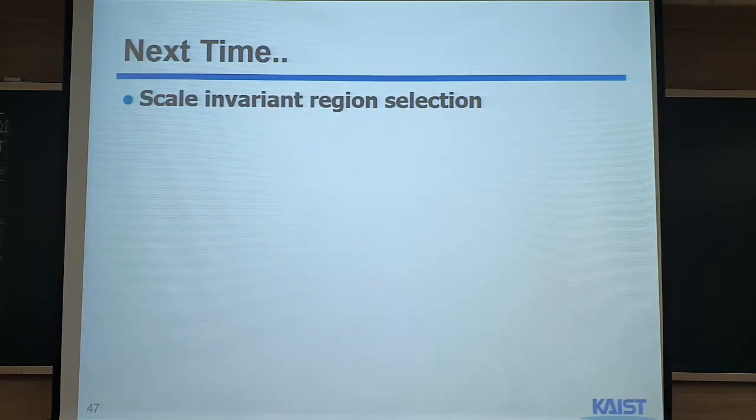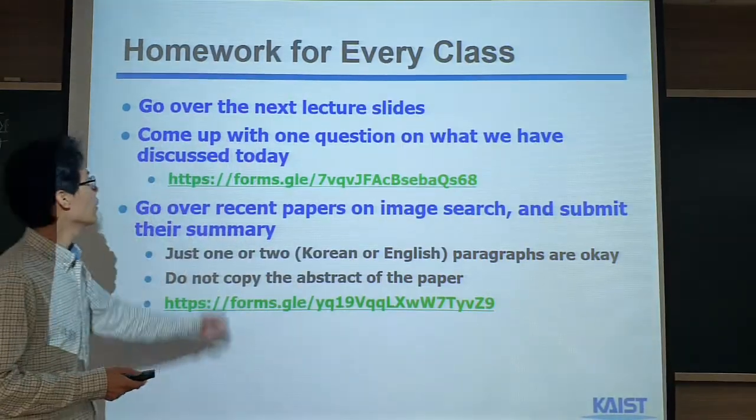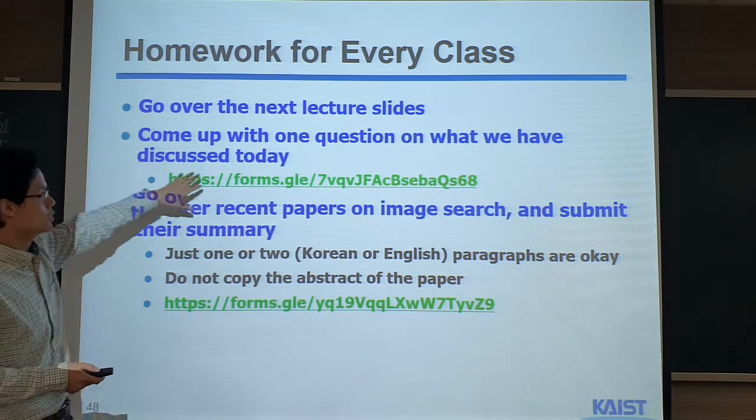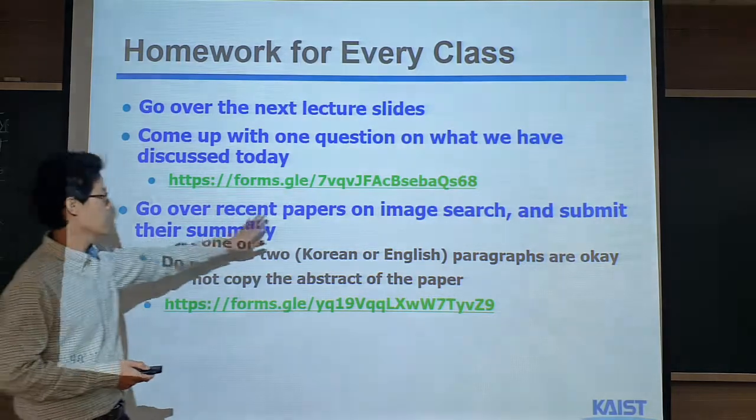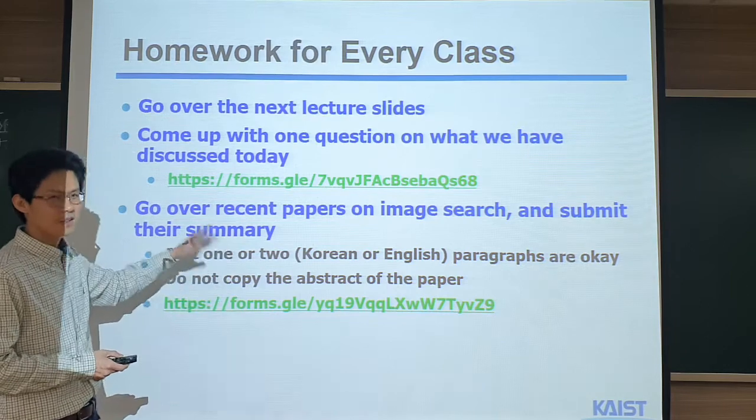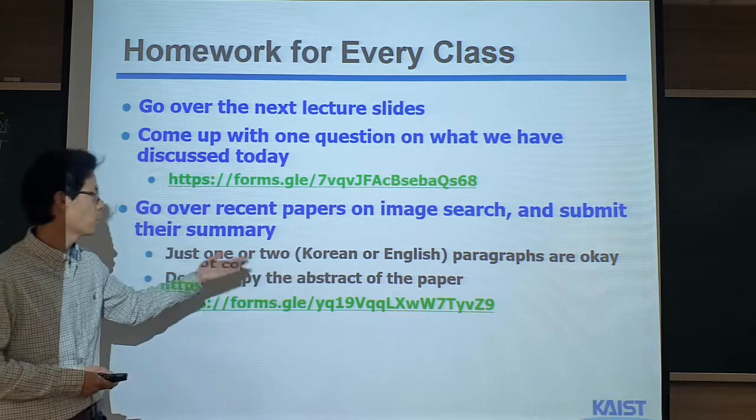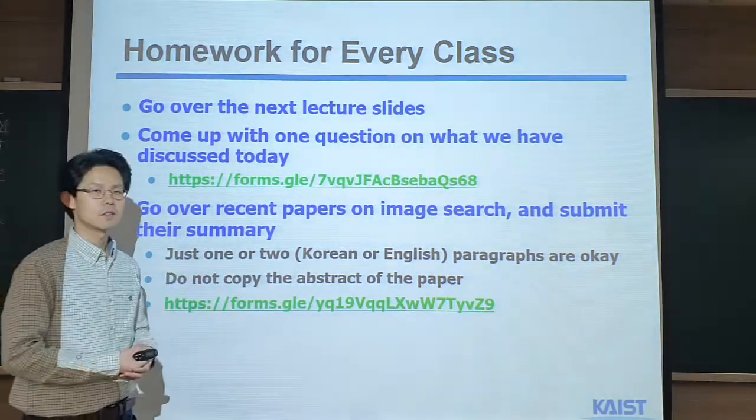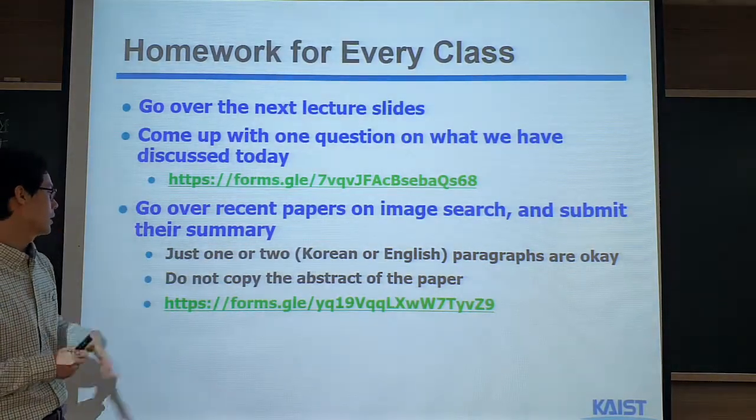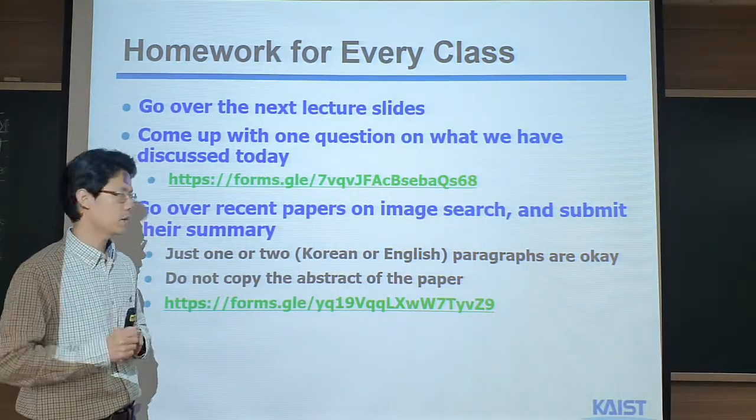Next time I will talk about scale invariant region selection and descriptors. Go over the next lecture slides and try to come up with one question. You can submit it here. Also go over recent papers on image search and submit a summary. Do not copy the original abstract of the paper; just come up with your own wording. It could be Korean English, that's okay. Just one or two paragraphs is fine. Just spend 10 or 20 minutes, so that you can understand what the relevant topics are. Submit summaries of two papers by next Tuesday's class time.